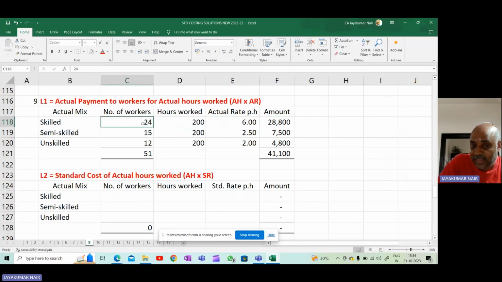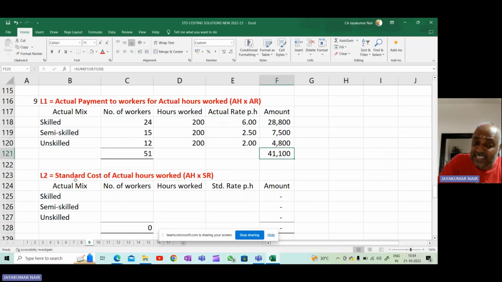24 workers are there. They are working for 200 hours. So 24 into 200 will give you the total number of hours. That multiplied by 6 will give you the total payment to skilled workers. Similarly, semi-skilled and unskilled. So the total payment to the gang is 41,100.